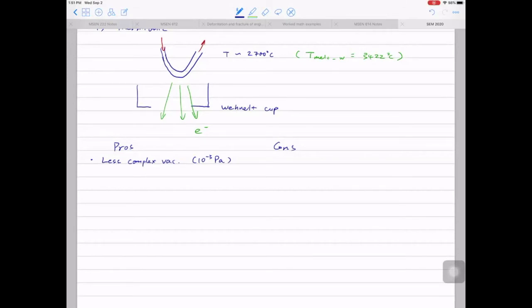The second advantage is it's very cheap. It's so cheap that if you break one, you can afford it. That's how cheap it is, and it's very easy to replace. So these are the two main advantages of using the tungsten filament or the tungsten hairpin thermionic gun. Then there are a number of disadvantages.